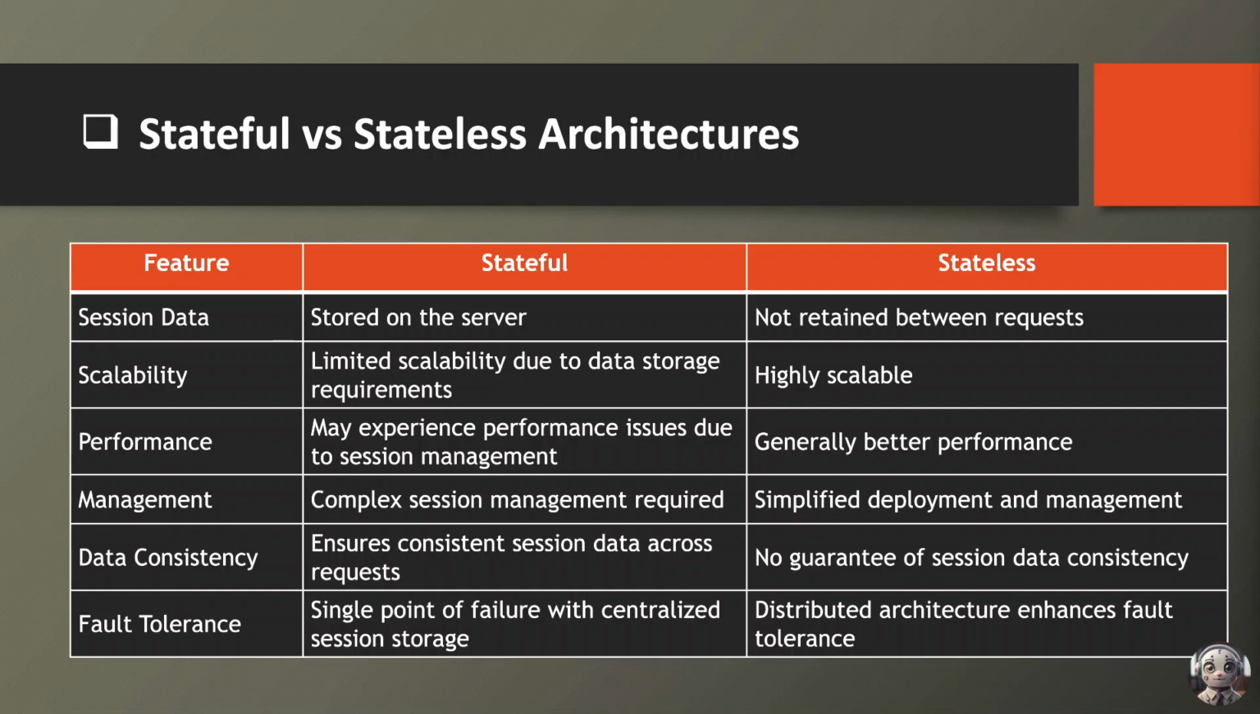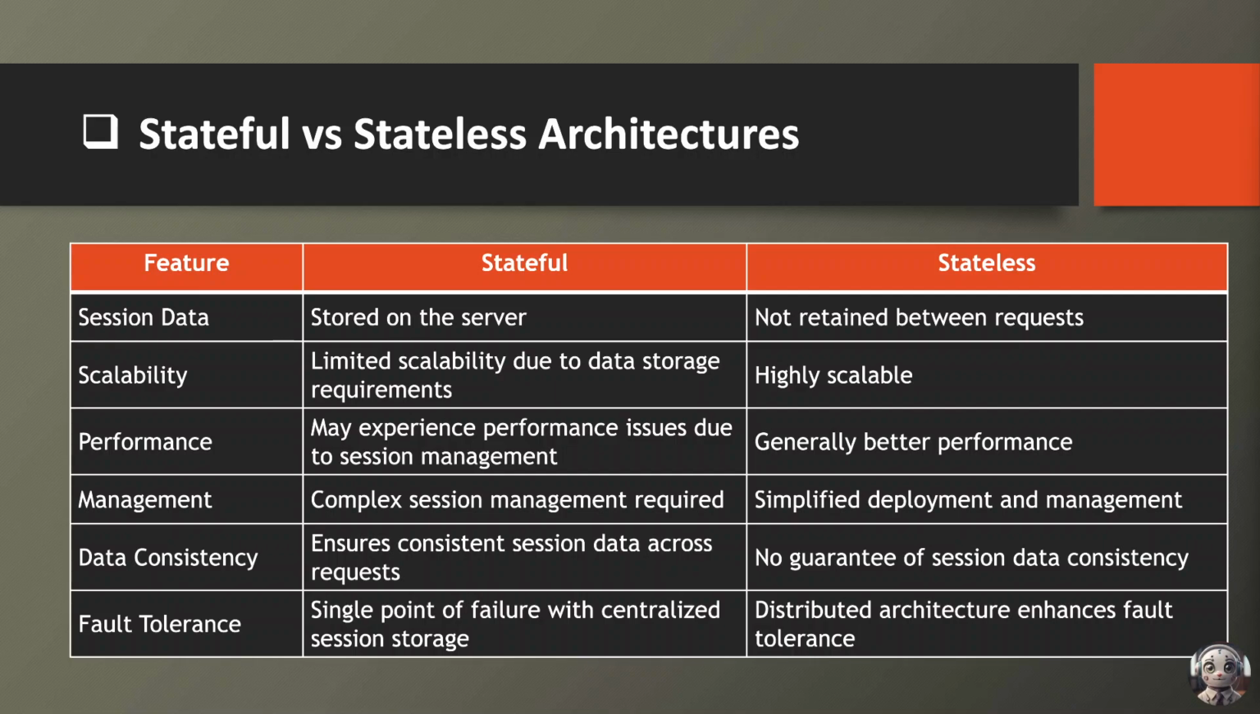In contrast, stateless architectures inherently support fault tolerance through their decentralized nature. Each server can operate independently, processing requests without reliance on shared session state. This distributed approach enhances resilience and fault tolerance, as failures in one server or component do not impact the availability of others. Additionally, stateless architectures can leverage load balancing and auto-scaling techniques to dynamically adjust resources and maintain service availability during failures or spikes in demand.